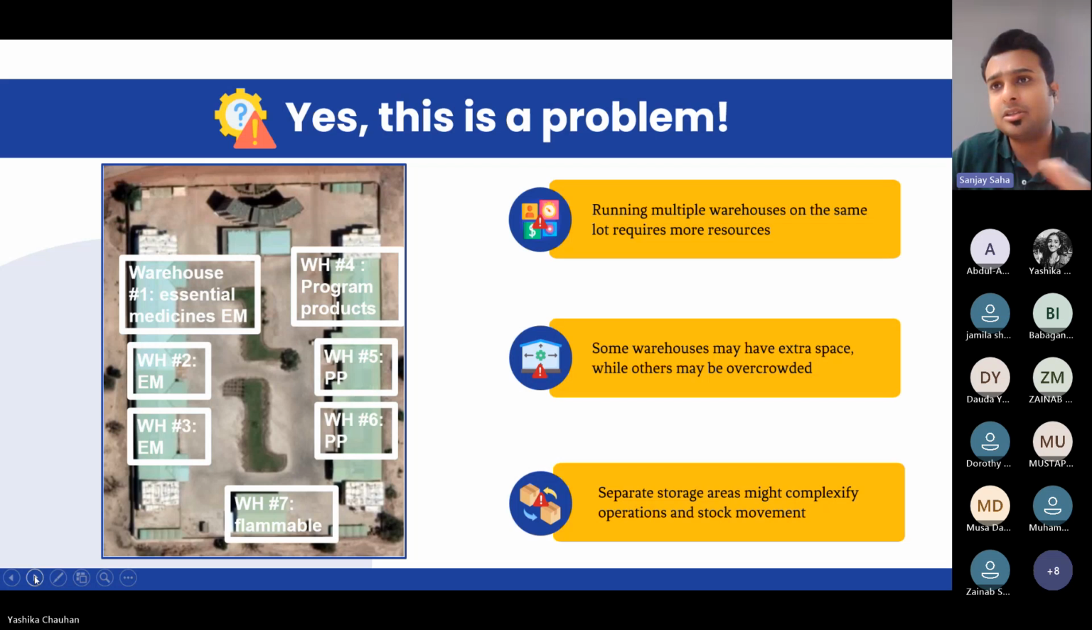And there are many products under essential medicines, as we know, and it could be overcrowded. Then, since these are all separate storage areas, when you plan your dispatch and transportation, each time a vehicle or a truck has to figure out which warehouse to go to, and that creates complexity in the operations and stock movement. Next slide.